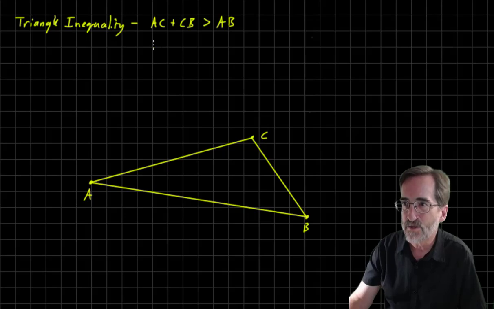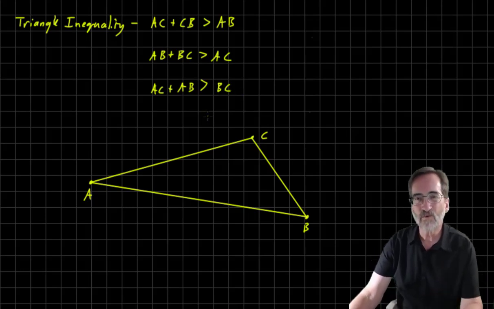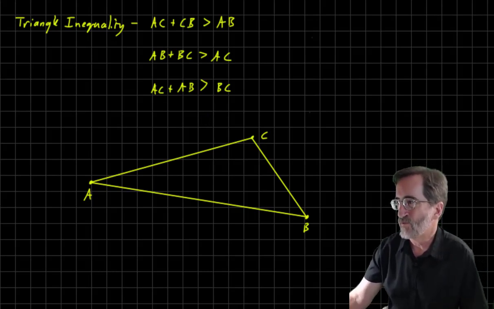We can also state this way. AC plus CB is greater than AB. We can say AB plus BC is greater than AC. And we can also say that CA plus AB is greater than BC. Okay, any 2 sides are going to be greater than the third side. Now, there's several ways that you can be asked questions involving this triangle inequality. Now, let's go over a couple of them here.